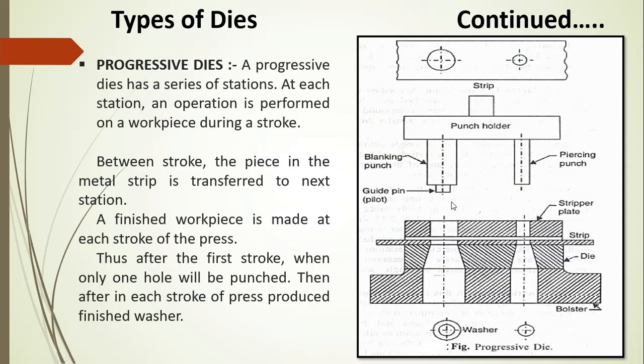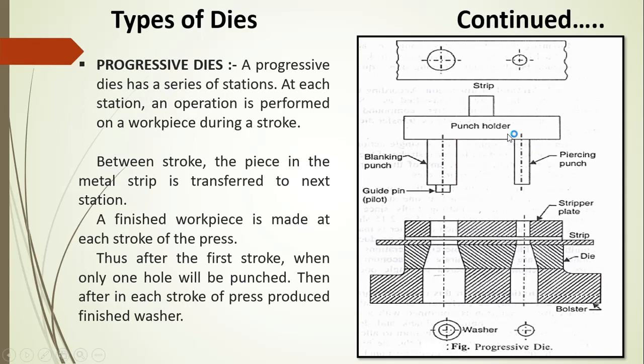Next die we call a progressive die. In the compound die we manufactured the washer on a single station with a single stroke, performing two or more operations. In the progressive die we are also producing the same component, the washer, which will be shown here, but here we use two different stations, station number 1 and station number 2. At station number 1, this is a metal strip and this is your stripper plate. We insert the metal strip from this direction.